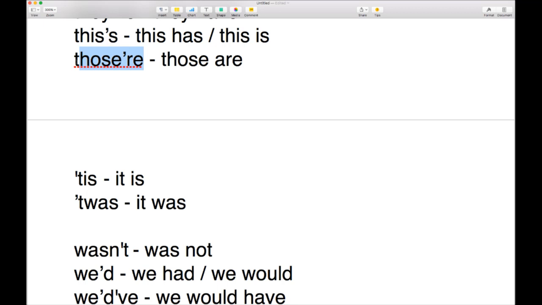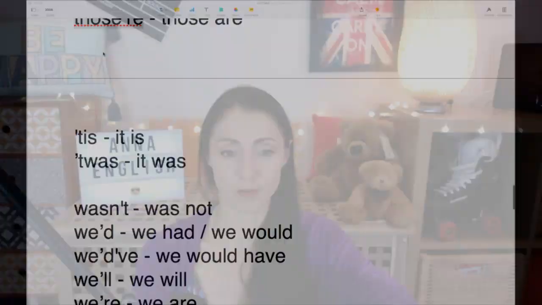Those are, this is short for those are. Those are my bears. Okay, we're rattling through these now.